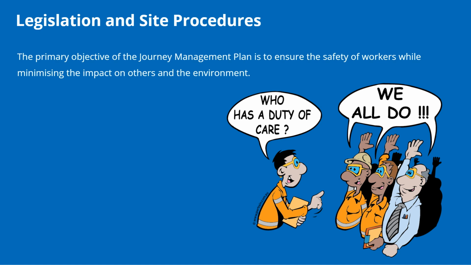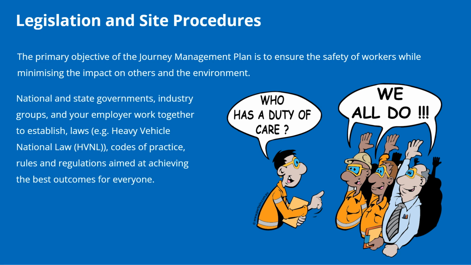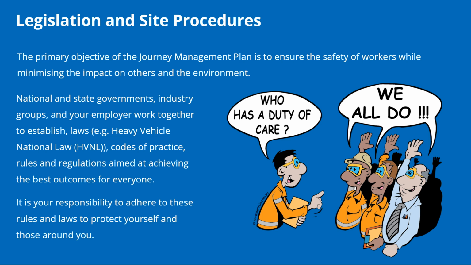The primary objective of the journey management plan is to ensure the safety of workers while minimizing the impact on others and the environment. National and state governments, industry groups, and your employer work together to establish laws, codes of practice, rules, and regulations aimed at achieving the best outcomes for everyone. It is your responsibility to adhere to these rules and laws to protect yourself and those around you.